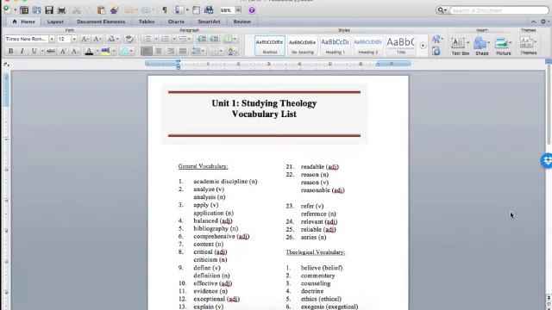Number 8, criticism. Historical criticism of the Bible helps us to understand the wider social and political context in which the biblical texts were written.